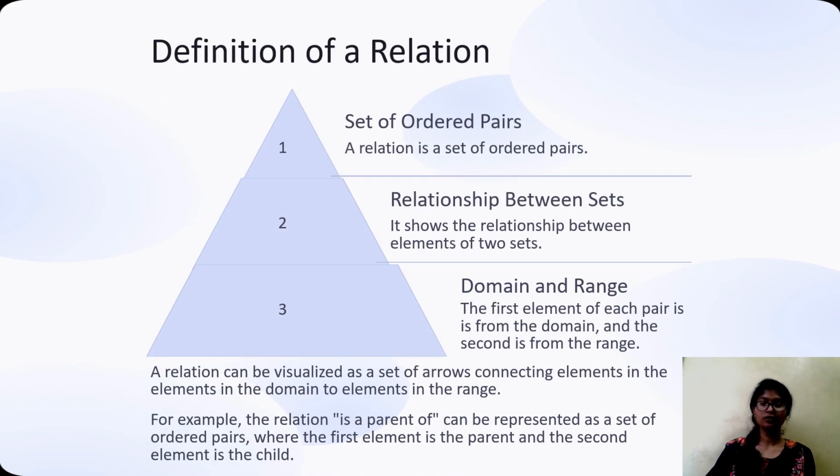A relation is a set of ordered pairs and it shows the relationship between two elements of two sets. The first element of each pair is from the domain and the second element is from the range. A relation can be visualized as a set of arrows connecting elements in the domain to the elements in the range. For example, the relation "is a parent of" can be represented as the set of ordered pairs where the first element is the parent and the second element is the child.